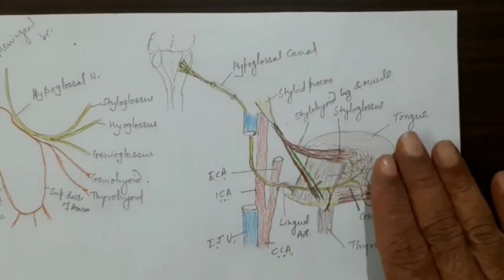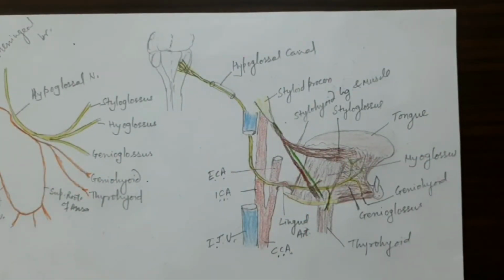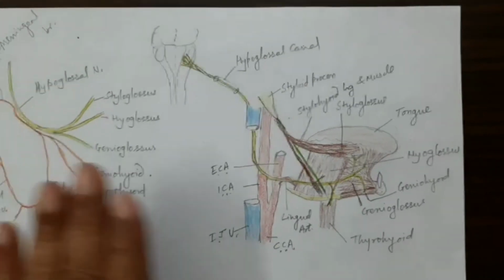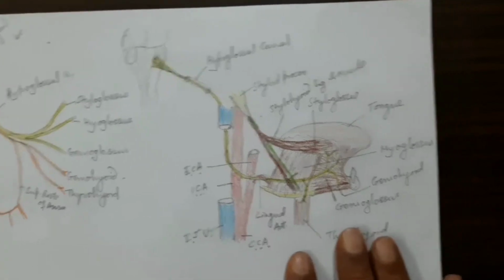I hope that you have understood these two diagrams and the distribution of the hypoglossal nerve or the 12th cranial nerve with the help of these two diagrams. So just draw these two diagrams and then note down.